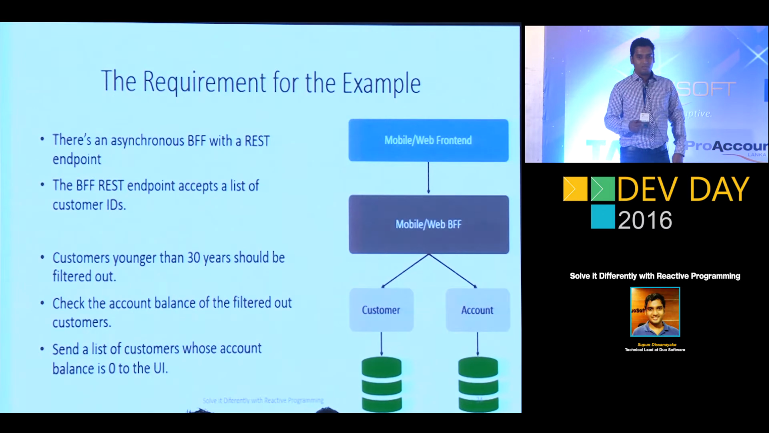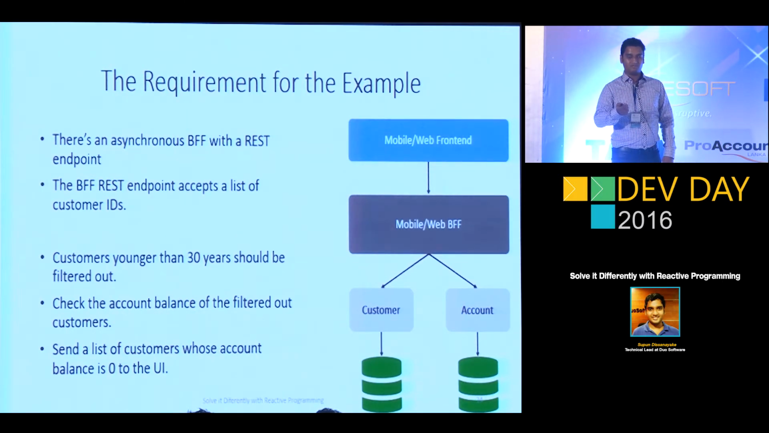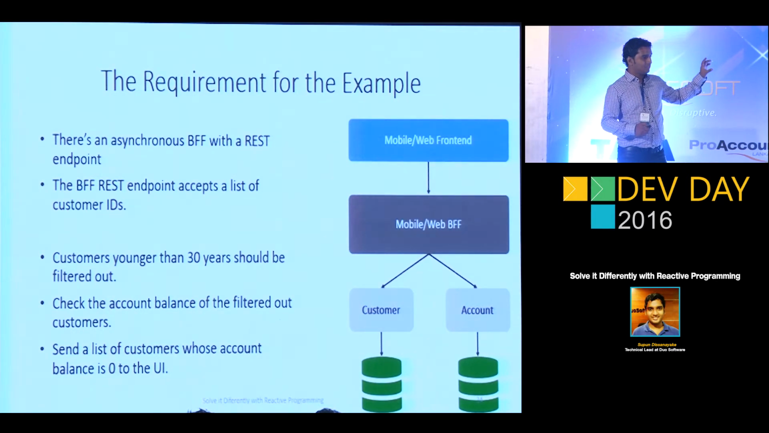So, for the example, the requirement is that let's say there's a backend frontend that exposes a REST endpoint that can be accessed by a mobile or a web browser, and the backend frontend accepts a list of customer IDs, and the service should filter out all the customers younger than 30 years. Since we are only getting the customer IDs, we have to call the customer service, query the database, and get the customer ID. Then we have to check the account balance of those customers.